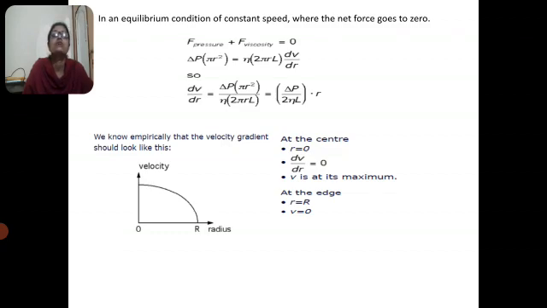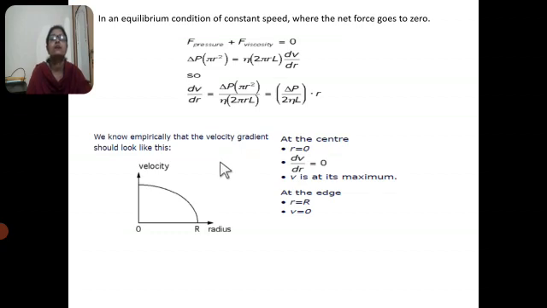The sum of the forces is 0, that is delta P into pi r square equals eta 2 pi r L dV by dr. So dV by dr equals delta P into pi r square divided by eta into 2 pi r L. After simplifying, we will get delta P divided by 2 eta L into r.